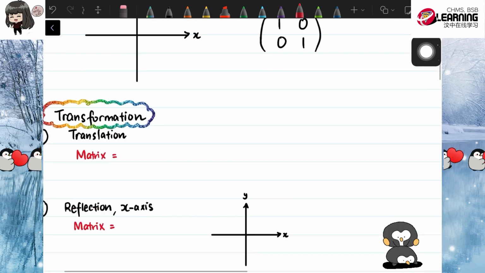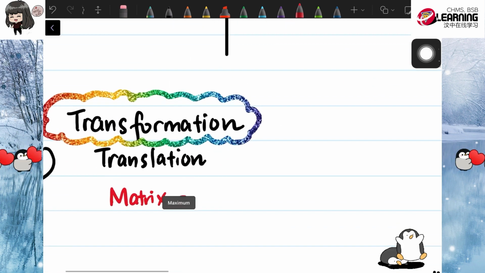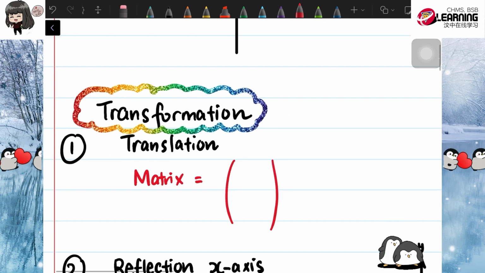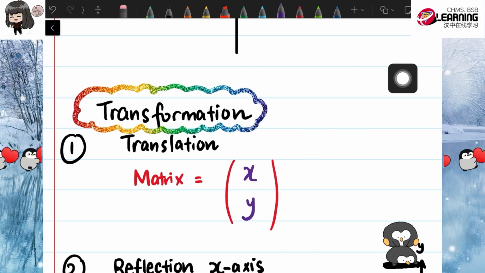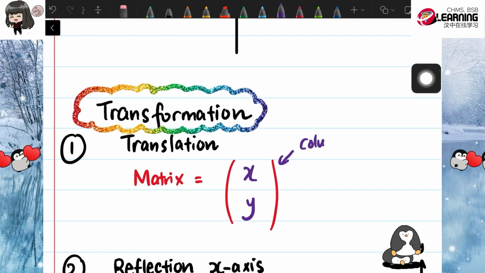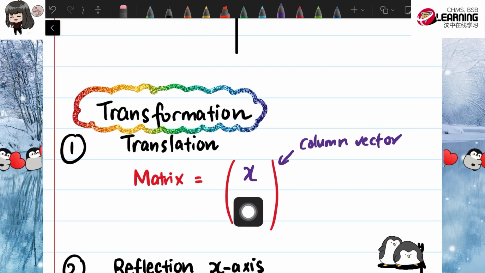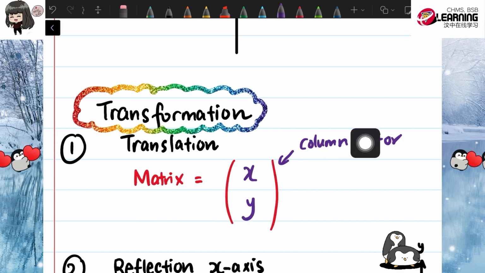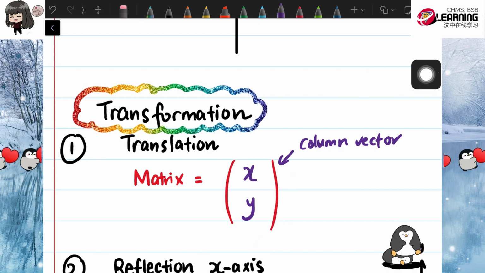Right? Except for translation, you see I didn't take the translation, because translation can be represented by just a 2 by 1, like that only, x and y, right? This is a 2 by 1 and we call this a column vector. This column vector is represented as a matrix also, right? A 2 by 1 is a 2 by 1 matrix. It's a column vector and represented by x and y. That's only for translation, right?